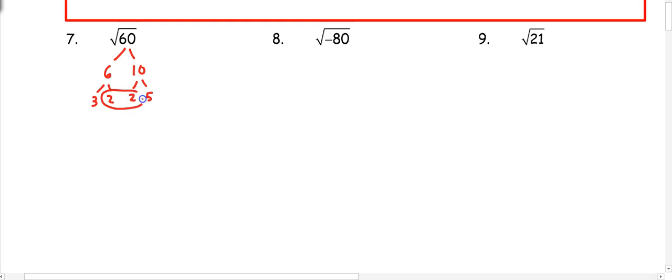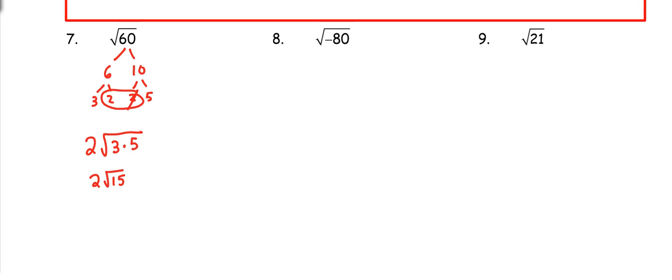So I have a pair of 2's, so that's going to go outside the radical as a 2, and underneath the radical I have two numbers left over, a 3 and a 5, so those are going to get multiplied together. So 3 times 5, this gets us 2 root 15.